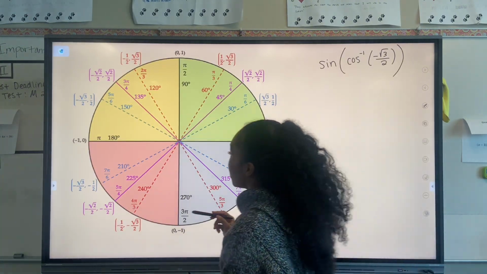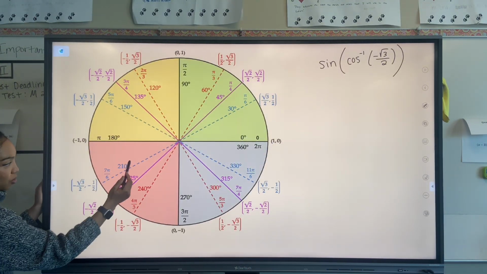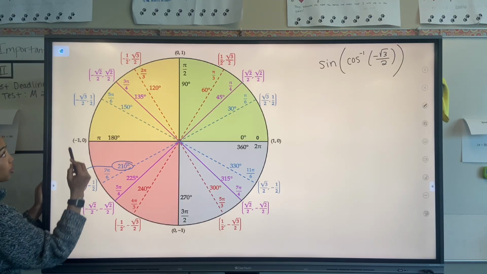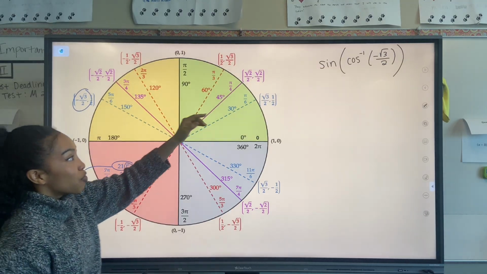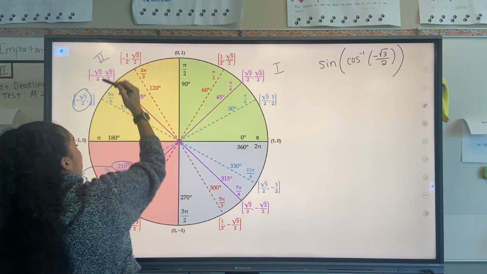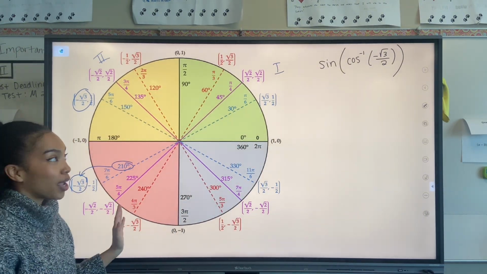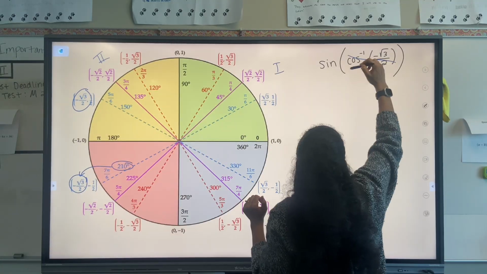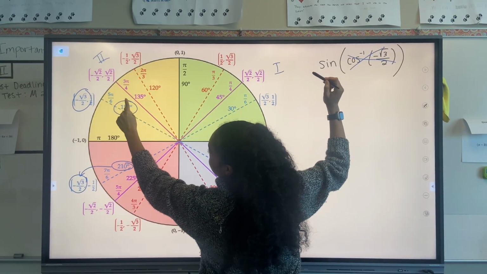Now you're probably thinking, well, couldn't this be it as well, 210? Because at 210, the cosine is also negative square root of 3 over 2. But remember, for a cosine inverse, you can only look at the first quadrant and the second quadrant, not the third or fourth, okay? So you're only looking in these top 2 quadrants. So that is just 150 degrees.